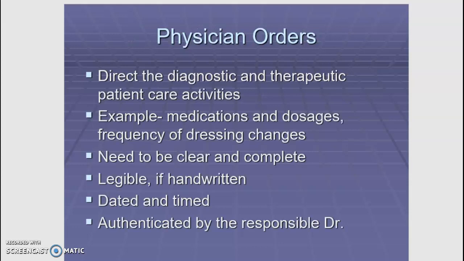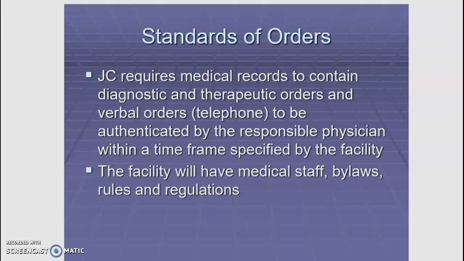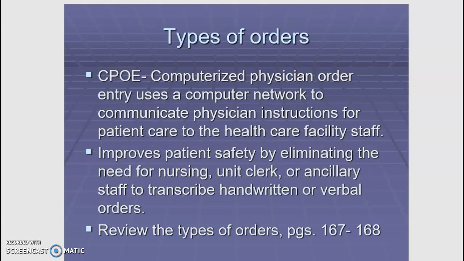Okay, so then we have physician orders. These are going to direct diagnostic, therapeutic, patient care activities. Medications could be ordered. How often should they change a dressing? Orders must be clear, complete, and legible if handwritten. Again, dated and timed, and then they need to be authenticated by the physician. The Joint Commission requires medical records to contain diagnostic and therapeutic orders, and verbal orders to be authenticated again by the responsible physician. The facility will have medical staff bylaws, rules, and regulations.